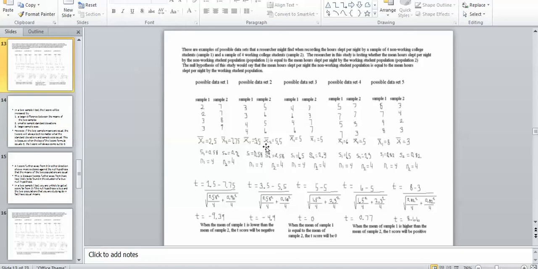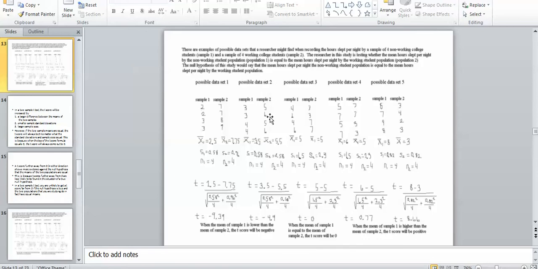As we go in this direction, the mean of sample 1 is starting to become further below the mean of sample 2. So here, the mean of sample 1 is 2 below the mean of sample 2. Here the mean of sample 1 is 5 below the mean of sample 2. As the mean of sample 1 starts to become lower and lower compared to the mean of sample 2 in this direction, it's starting to suggest that the mean of population 1 might be lower than the mean of population 2.